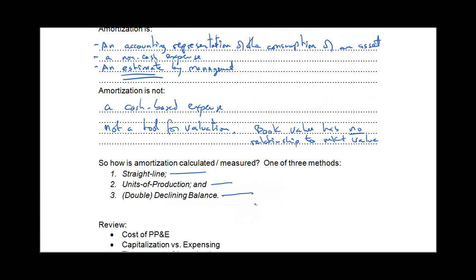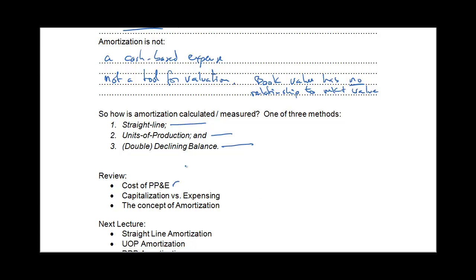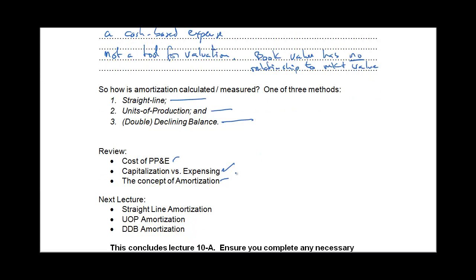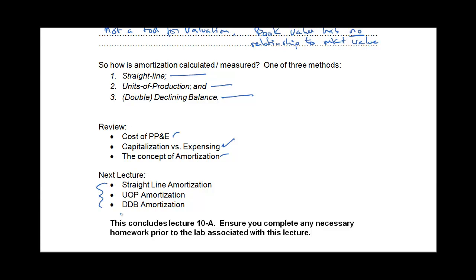So in this lecture, we've looked at the cost of property, plant, and equipment. We've looked at the decision around capitalizing versus expensing an asset, and we've talked about the concept of amortization itself. Next lecture will be a detailed discussion of all three methods for calculating amortization. And this concludes lecture 10-A.